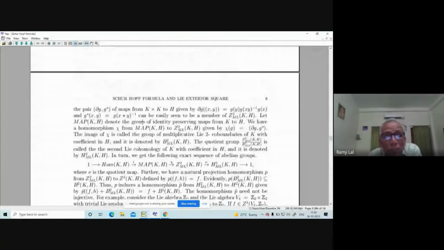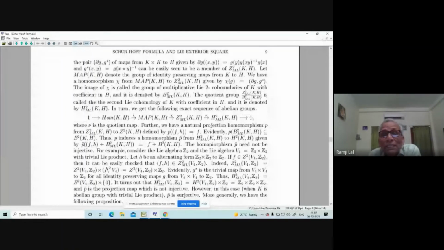Yes sir. Okay, so this is H2ML. This is the second cohomology of the multiplicative Lie algebra, H2(K,H), where K is a multiplicative Lie algebra and H is an abelian Lie algebra, which we described with the trivial Lie product. And then we get an exact sequence like this.